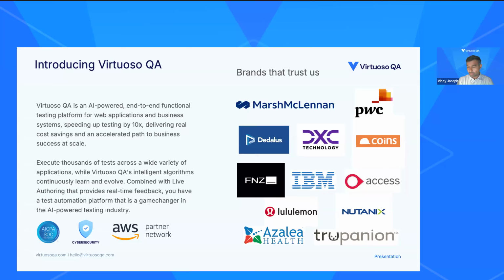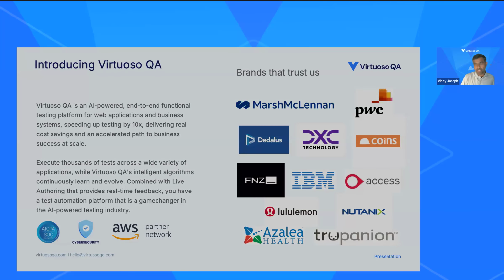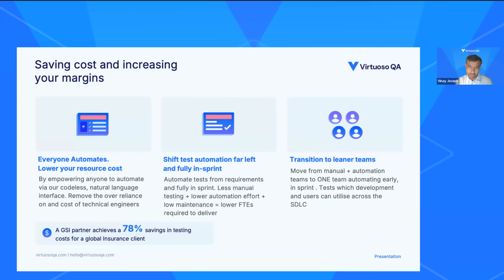Now, we work with some of the biggest GSI partners, the likes of IBM, Accenture, DXC, PwC, and many more, and the reason they use us is primarily because we address a lot of concerns from a partner perspective with respect to test automation. Number one, we allow everyone to automate, which means that a manual testing team member who is not skilled with coding, using our codeless NLP interface, would be able to write test cases at the same speed that they can write manual test cases.